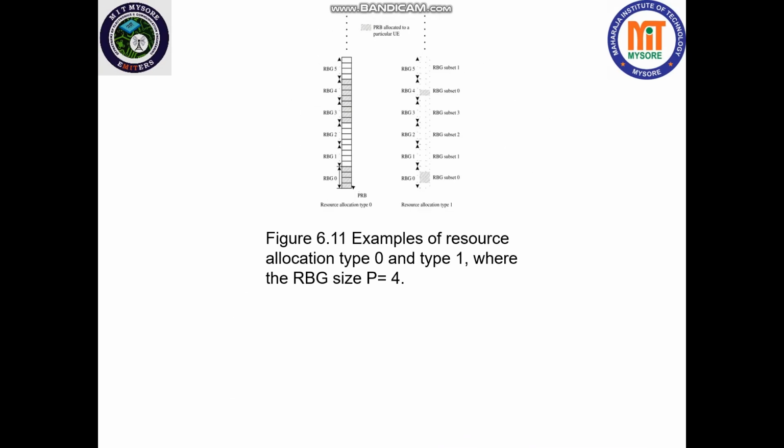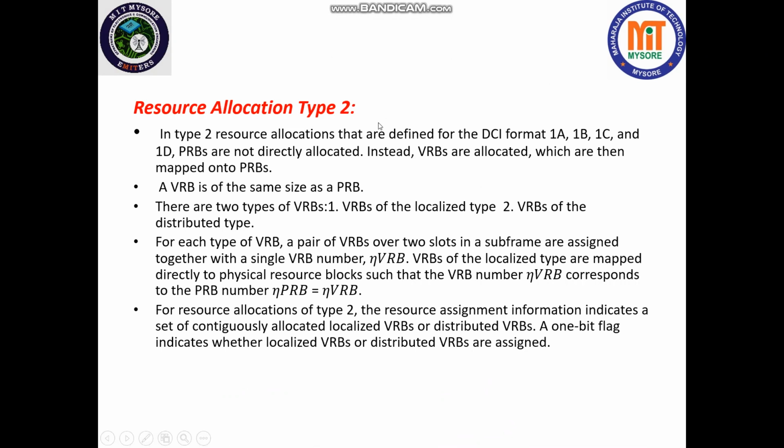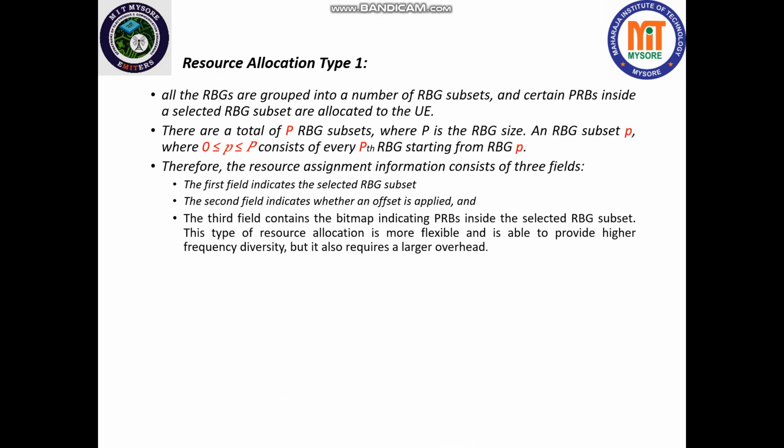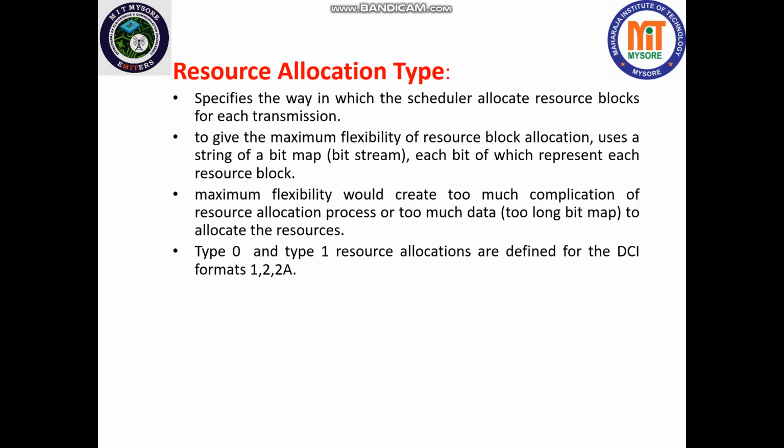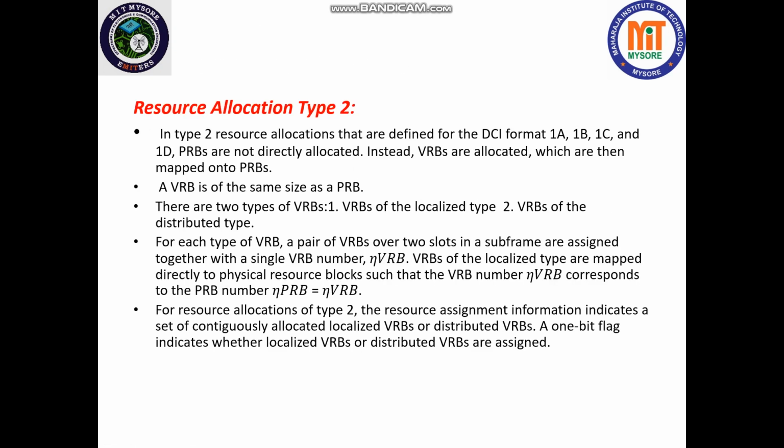Now let us move on to resource allocation type 2. Earlier, resource allocation types 0 and 1 were defined for downlink control information channel formats 1, 2 and 2A, which were already discussed in the previous lectures. You can go through the table. And resource allocation type 2 is defined for DCI formats 1A, 1B, 1C and 1D.